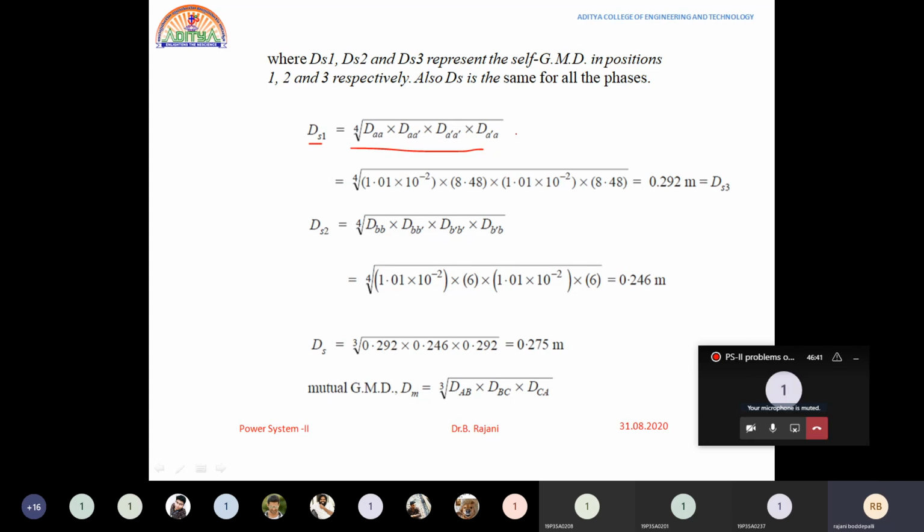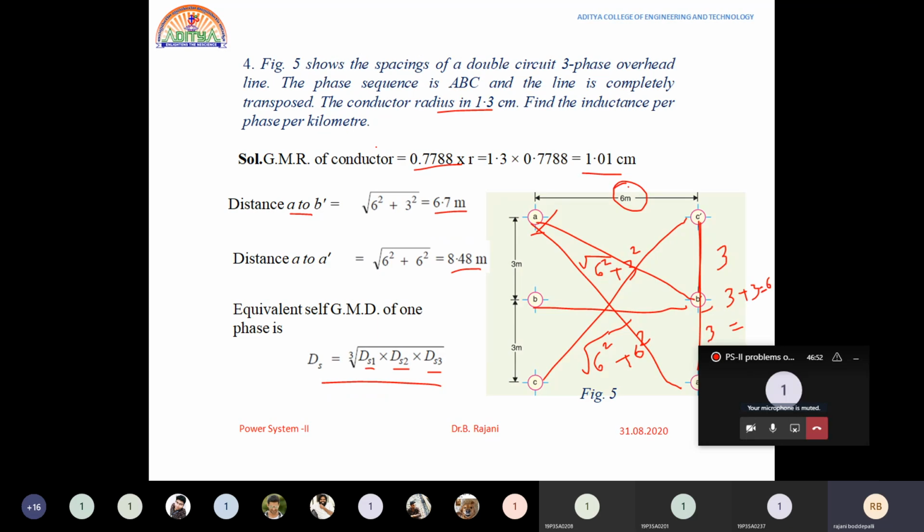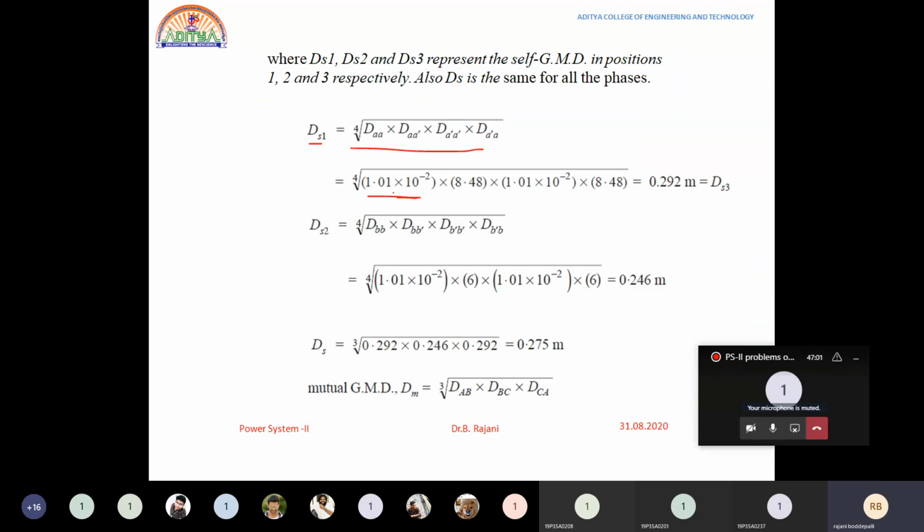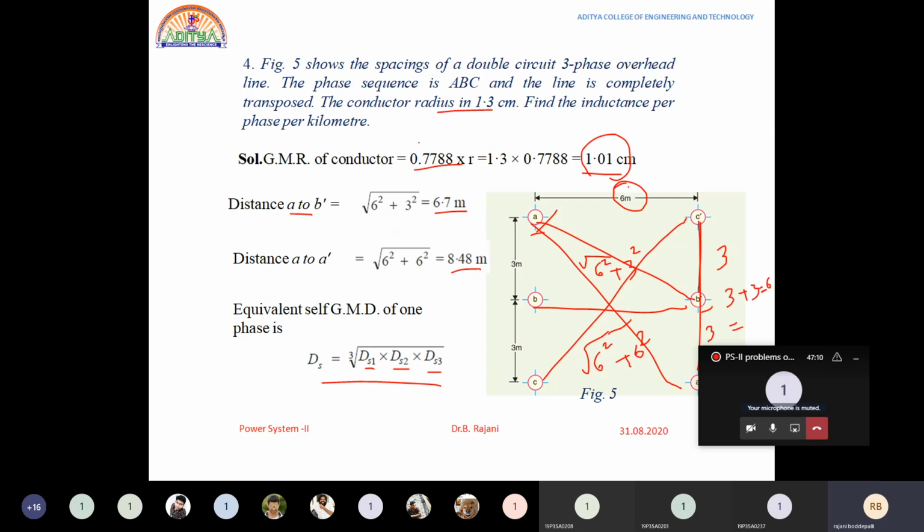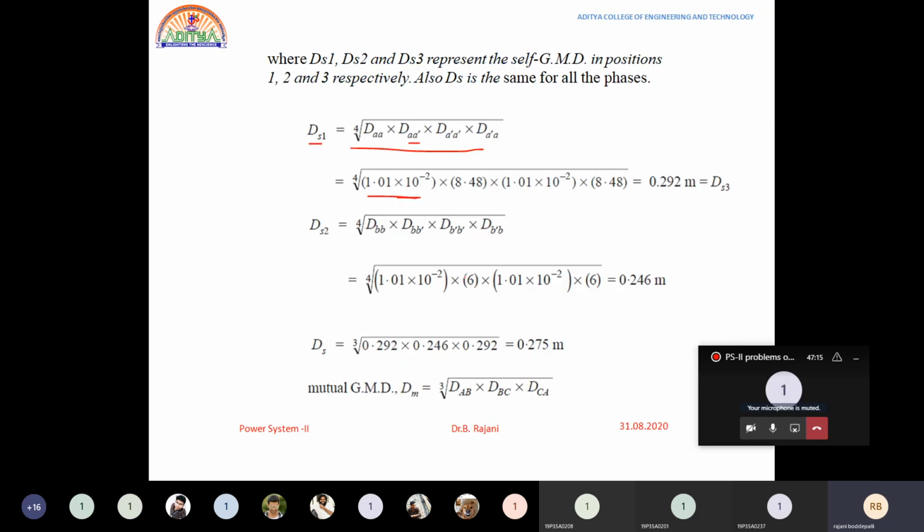This is how you need to see it, depending upon the number of connections we have. There are 4 connections, so the 4th root. So how would you get this? DAA is equal to what? The self value of this is nothing but 1.01 centimeters. If you want to convert centimeters to meters, multiply by 10 to the power of minus 2. This is in meters now. Now for AA dash, the AA dash distance we have found out here is equal to 8.48 meters. We are calculating in meters.